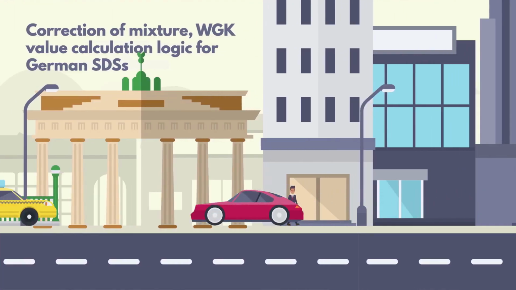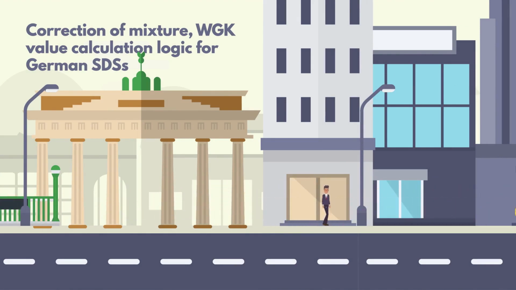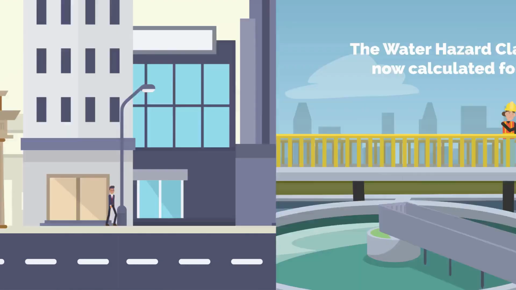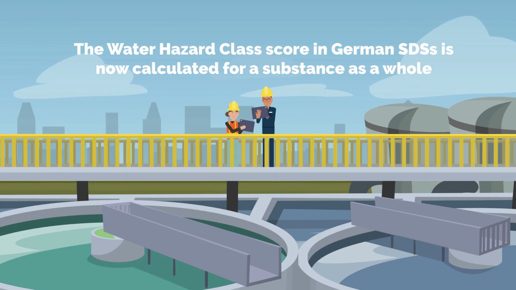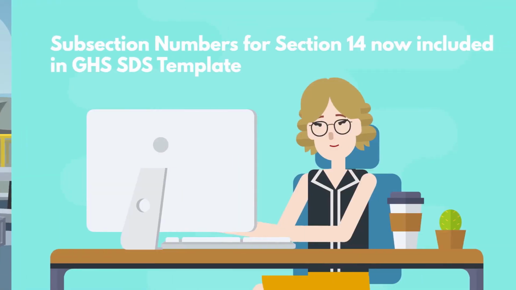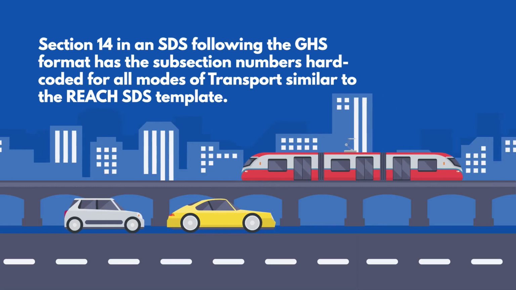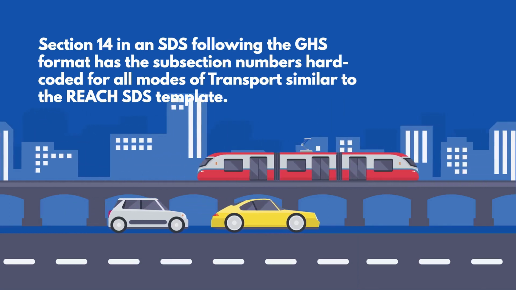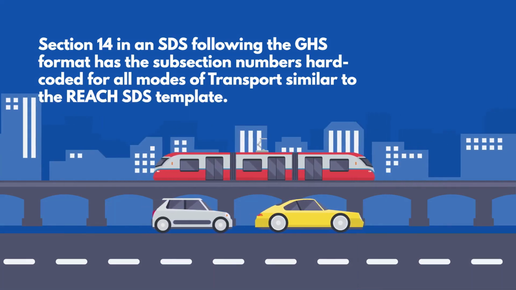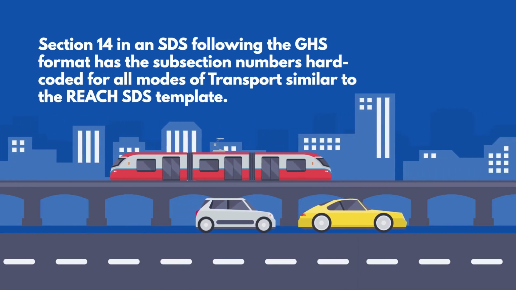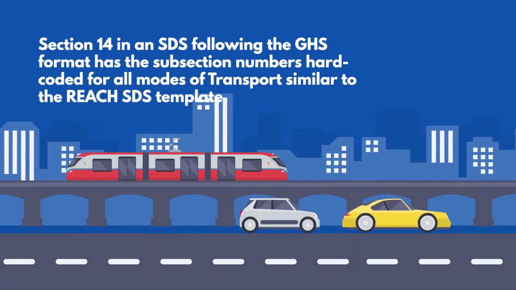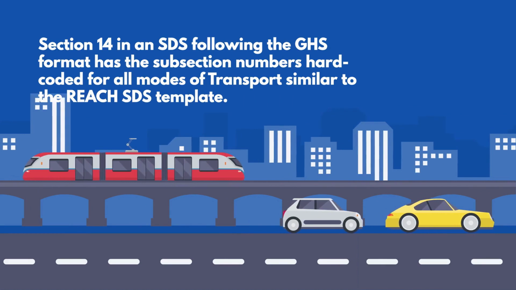Correction of mixture WGK value calculation logic for German SDSs. The water hazard class score in German SDSs is now calculated for a substance as a whole. Subsection numbers for Section 14 are now included in the GHS SDS template. Section 14 in an SDS following the GHS format has the subsection numbers hard-coded for all modes of transport, land, air, sea, similar to the REACH SDS template.